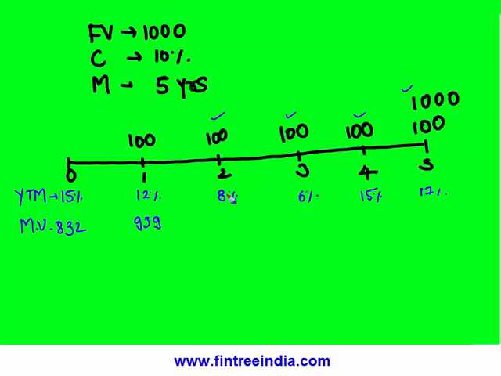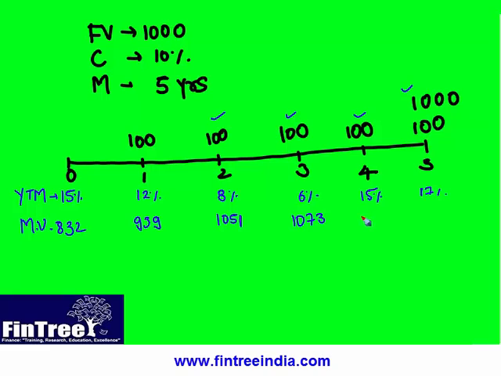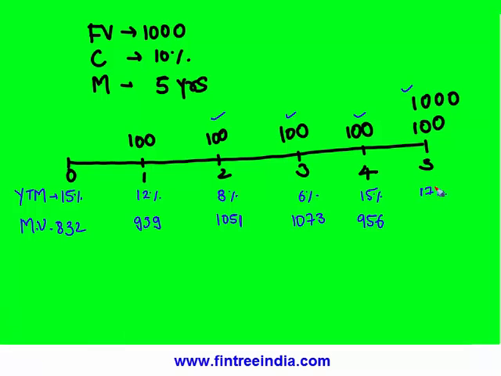939. Then say 3 as N, 8 as IY. 1051. 6 as IY, 2 as N. 1073. 15 is IY, 1 is N. 956. And 17 is IY, 0 is N. 1000. So the N on the last date doesn't really matter, because that's the maturity of the bond.